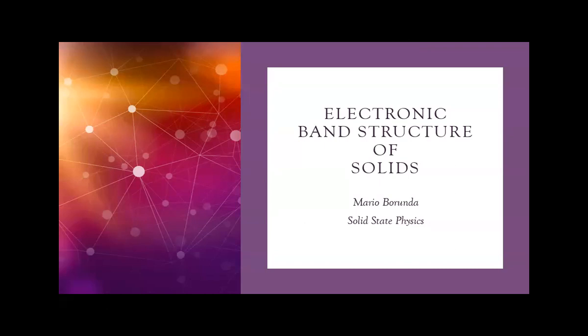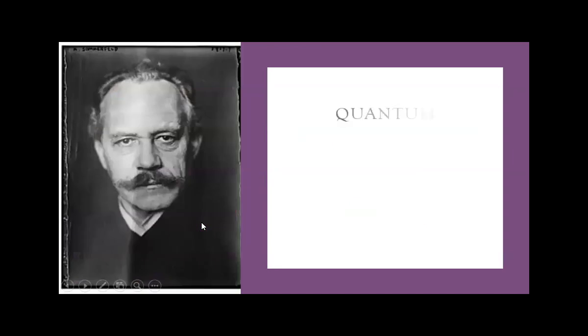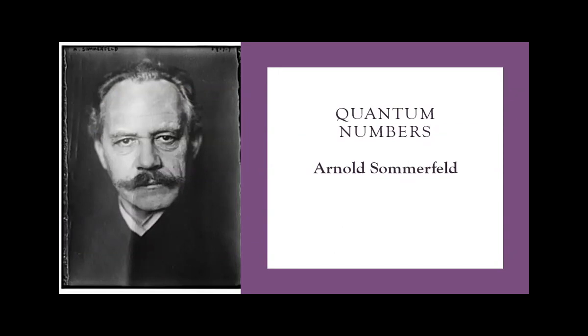Last class, we talked about what happens when you have a periodic system, and basically what Bloch did for his PhD thesis. Next slide. This is Sommerfeld. He's also responsible for some of the quantum numbers, so he's one of the giants in quantum mechanics. His theory didn't take into account the ions. But once you added the ions to this periodic system, that's where Bloch came in.